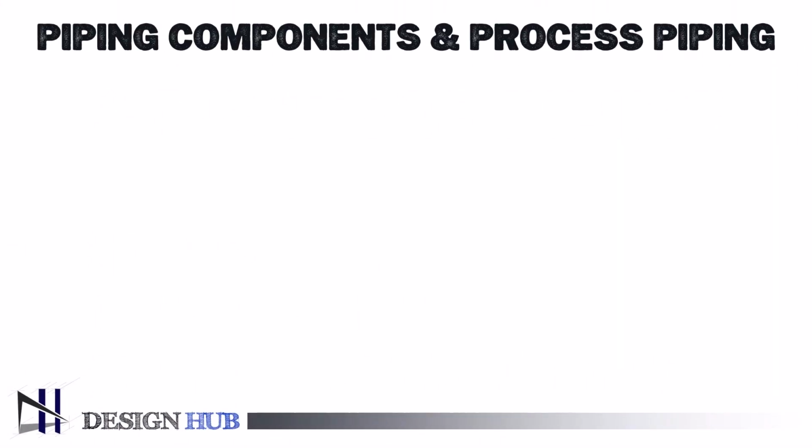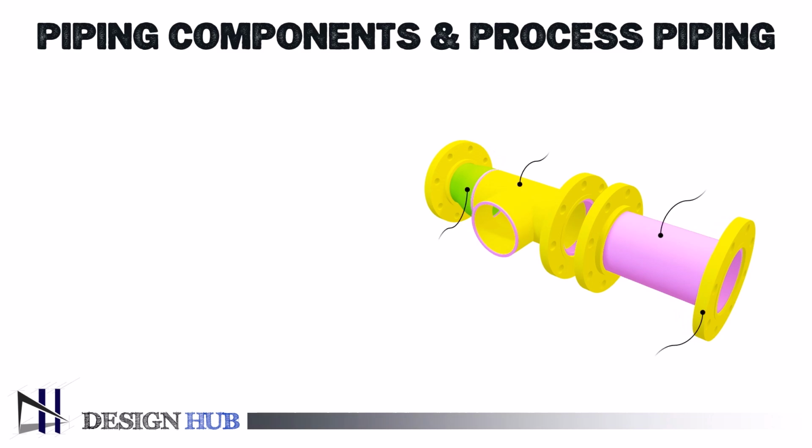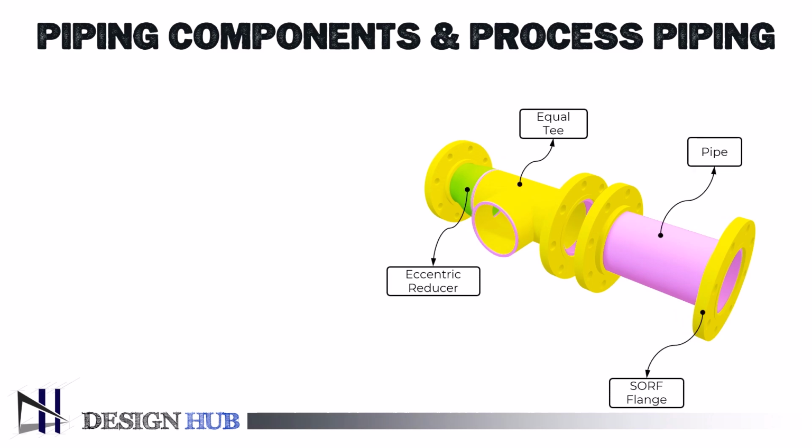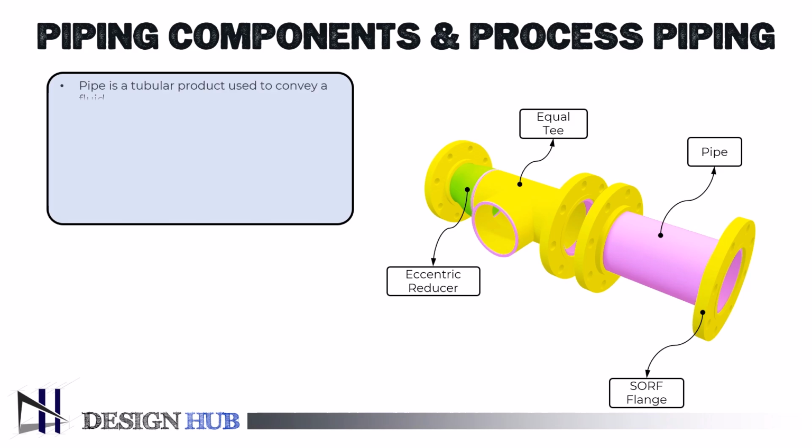In this video, we will learn about preliminary process piping components. Here is a small portion of the process piping model which shows different components. First, let's see what is a pipe. Pipes are tubular products that are used to transport liquids.